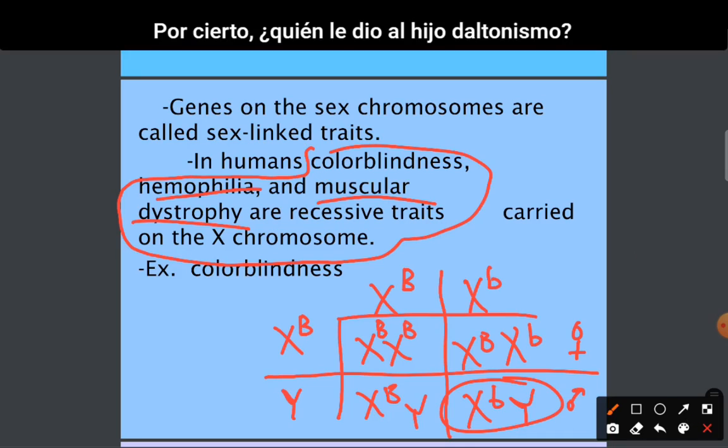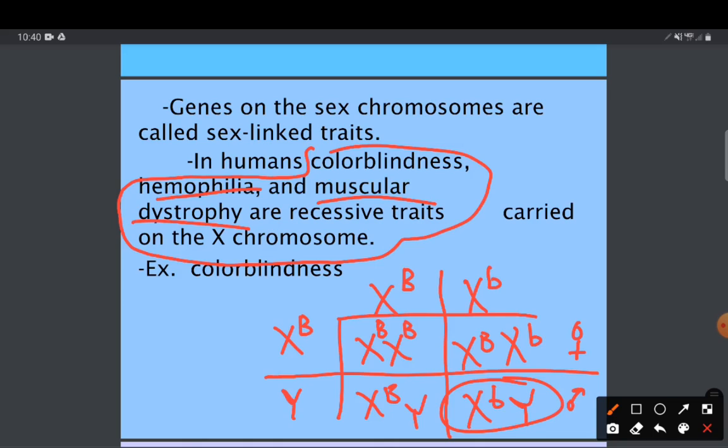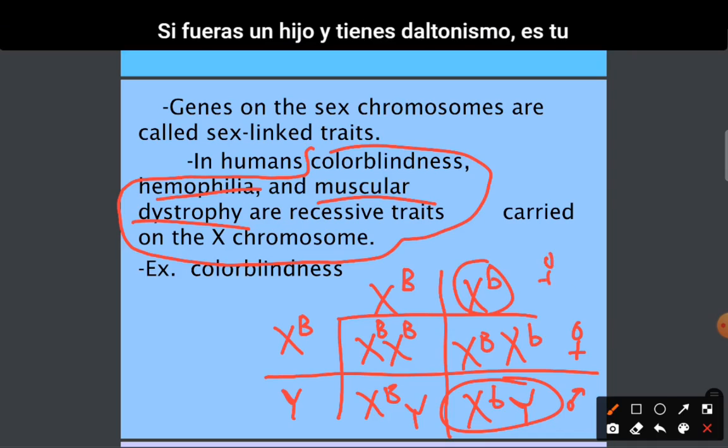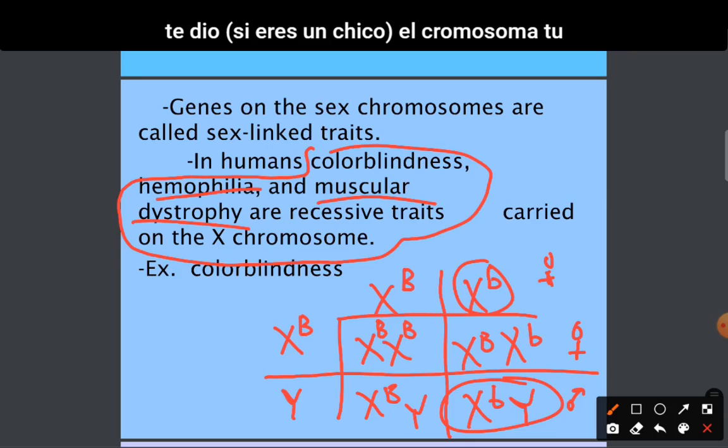Who gave the son colorblindness, by the way? Whose fault is it when a son has a recessive disease? That's right, it came from the mother. So it's your mom's fault. If you are a son and you have color blindness, it's your mom's fault. It can't be your dad's fault. Because the only chromosome your dad gave you, if you are a guy, was a Y, and that doesn't have anything on it. So it's not your dad's fault, it's your mom's.